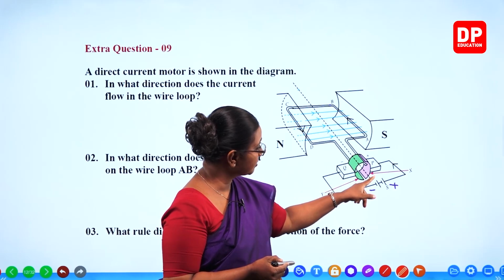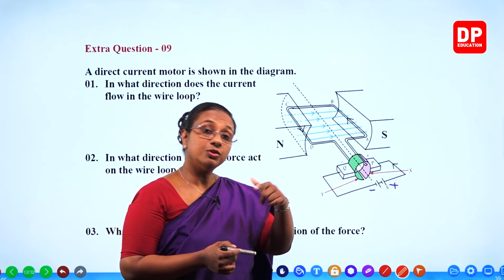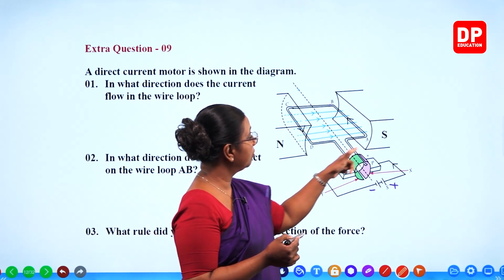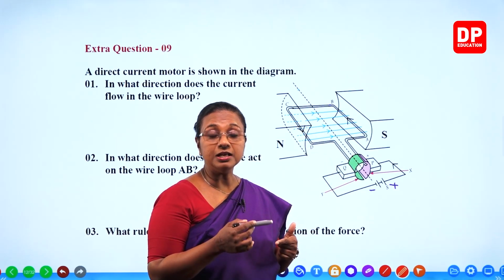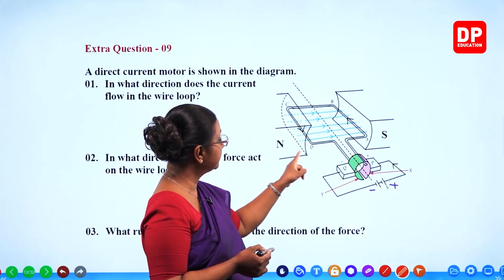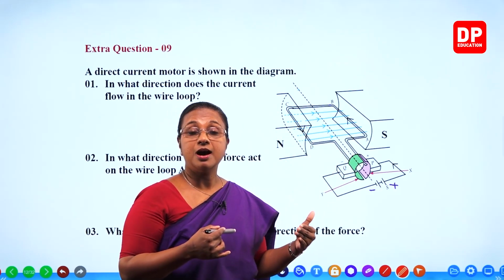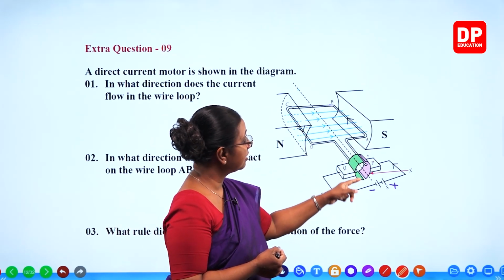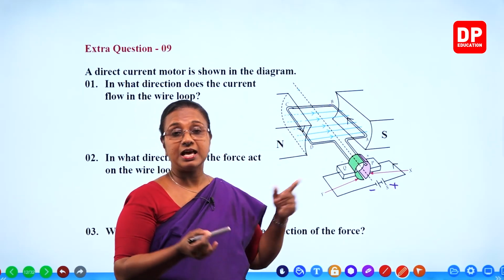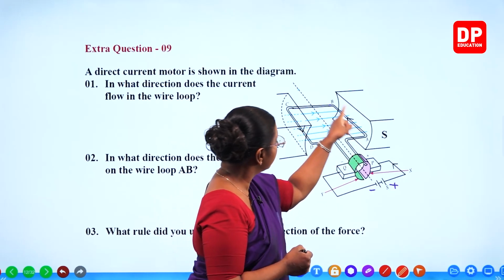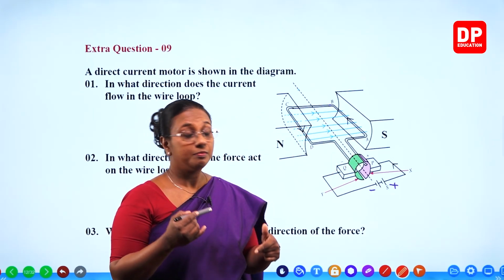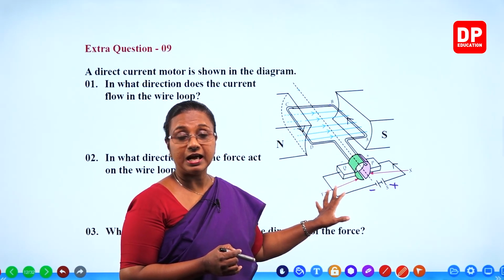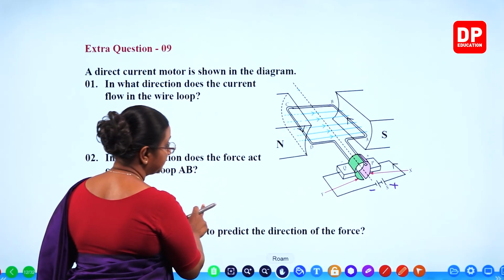And you all know these split rings are there so that the current through the loop will be altered. That is, the direction of the current flowing through the loop will be altered during the rotation. Initially, it will flow from A, B, C, D direction. After half a turn, which is a 180 degrees turn, you know that DC will be on this side. So then current will flow in the direction DC, BA. Like that, the direction of the current flow through the loop will be altered by using the split rings. So you know the parts of the direct current motor. Now we will answer the questions.